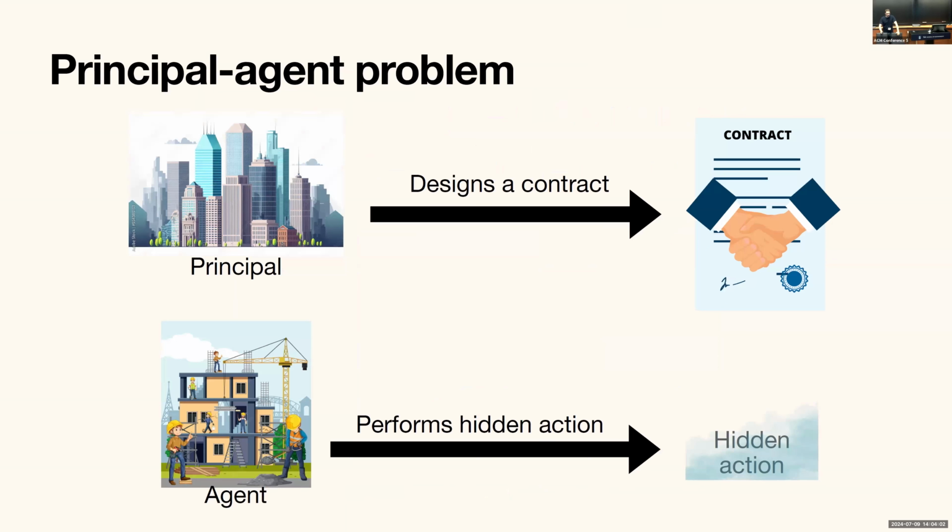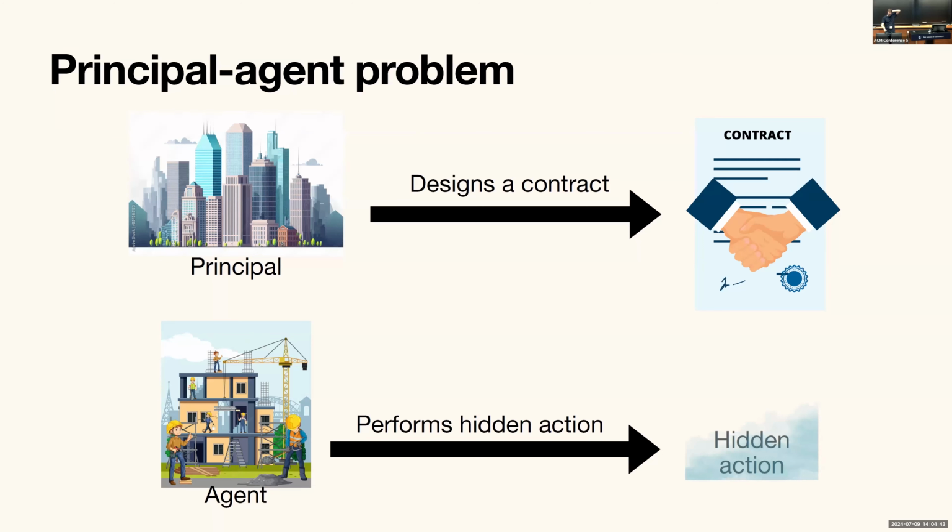I guess we all know here what a principal-agent problem is, but very briefly, we have a principal which designs a contract and an agent which performs a hidden action. For example, we are a developer who wants to build a skyscraper, and we need to hire a construction company. But we cannot directly observe the level of effort put into building the walls of the skyscraper. And so we say that the agent performs the hidden action.